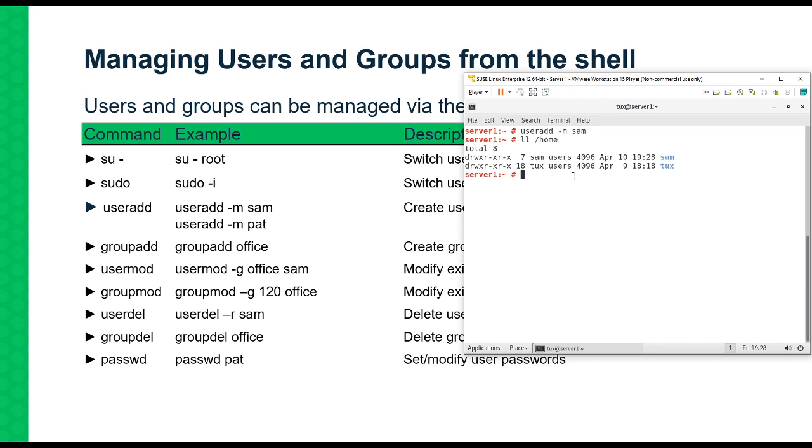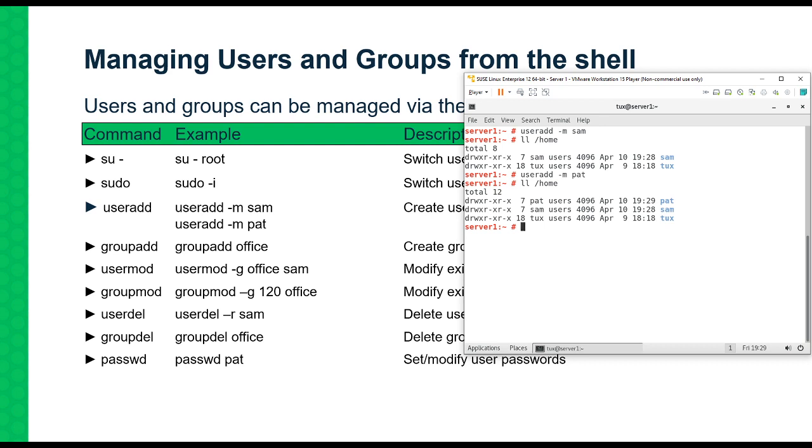Let's do the next user. useradd -m, and we do Pat. And now we've created another user called Pat. Okay, so before we continue, let's have a look at the home folder state right now. So we go ll /home, and see there our other user is also created.